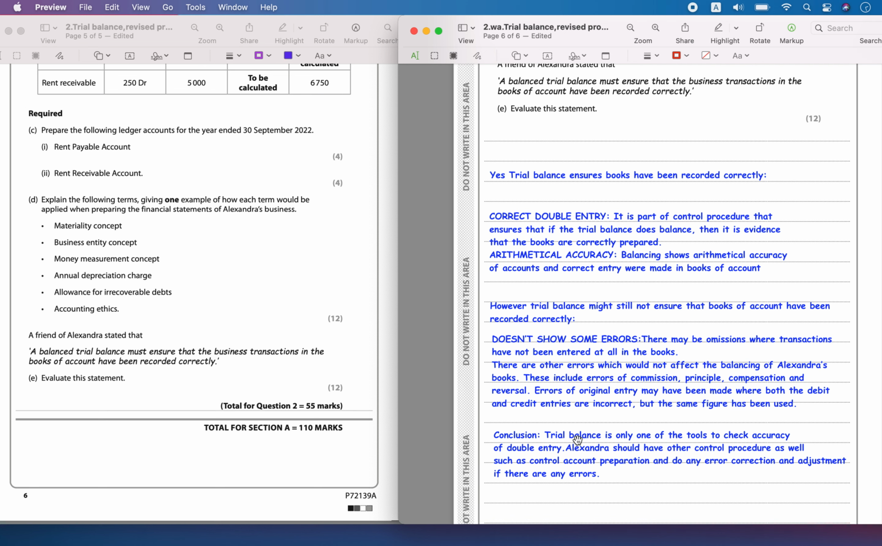So in conclusion, you can just say yes, it is one of the methods to check the accuracy of double entry, but apart from that, she should also include other control procedures like control account preparation, and you should adjust for any error corrections. All this will help you to get a correct account of the books.